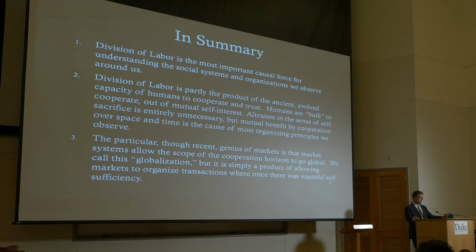The particular, though recent, and in terms of human history, very recent, genius of markets is that market systems allow the scope of cooperation horizon to go global. So, for a long time, what you wanted was a large city, because all of the exchanges happened within the city. The genius of markets is that they exchange across cities. They exchange across cities at great distance from each other, both physical distance and cultural distance. You can obviously have a much bigger cooperation horizon if you exchange across cities than within cities. That's the particular genius of markets.